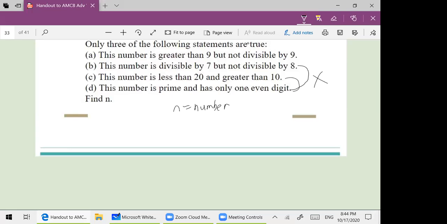Now, the same thing happens for C and D because all the primes between 10 and 20 do not have any even digits. So this is bad. So if D is true, then both B and C are bad. But you're given that three of them are true, and you've already ruled out two of them, which means that the false statement is D and the rest are true. And so the only number divisible by 7 between 10 and 20 is 14. And it satisfies conditions A, B, and C.